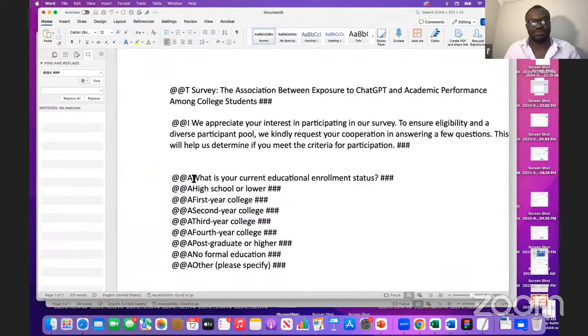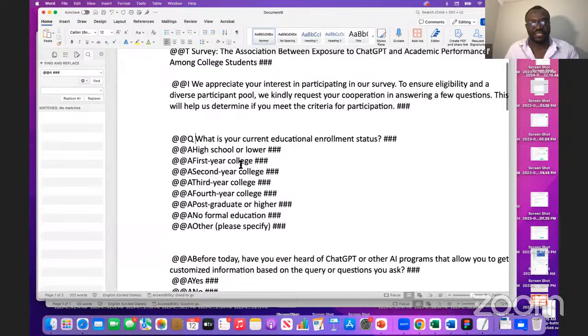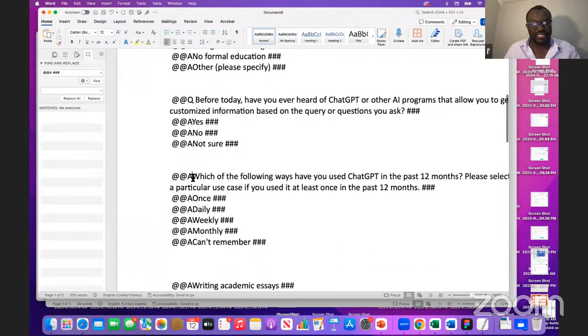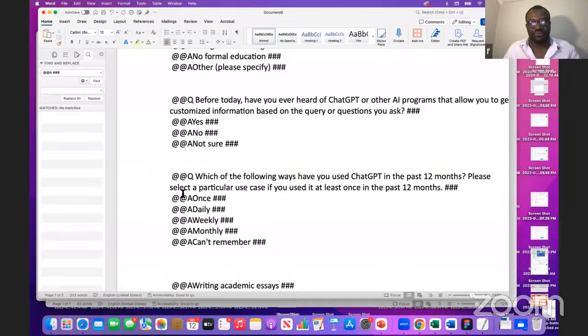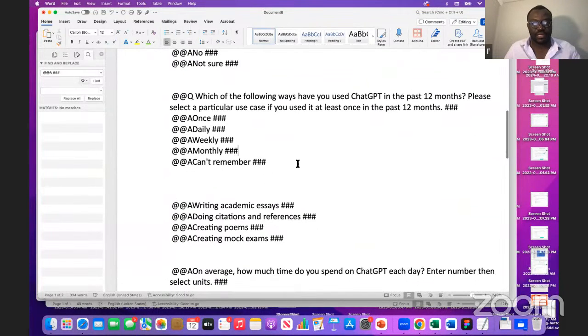Then questions. We'll just have to make sure we change the questions to Q from A. So instead of at A, this will be Q. What is your current enrollment status? This is the answers. The next question, change it to Q. Again, Q and A. And then the next one here, change it to Q. Which of the following ways have you used ChatGPT in the past 12 months? And so, let's see.